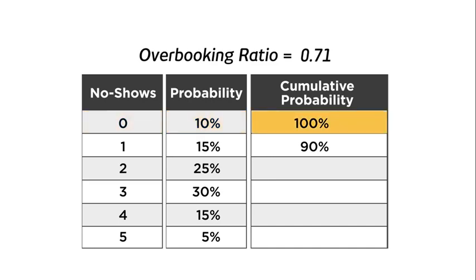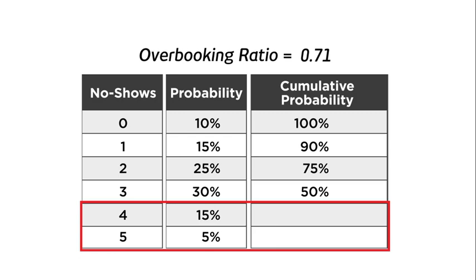So 100 minus 10, 90. And then 90 minus 15, 75. And let's just take a look at a couple others just to be sure you understand where the numbers are coming from. What's the probability that you have at least 4 no-shows? Well, let's see. 15% of the time there's 4 no-shows. 5% of the time there are 5 no-shows, so 15 plus 5 is 20.